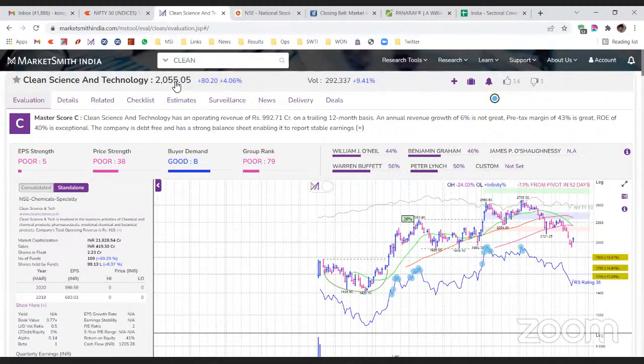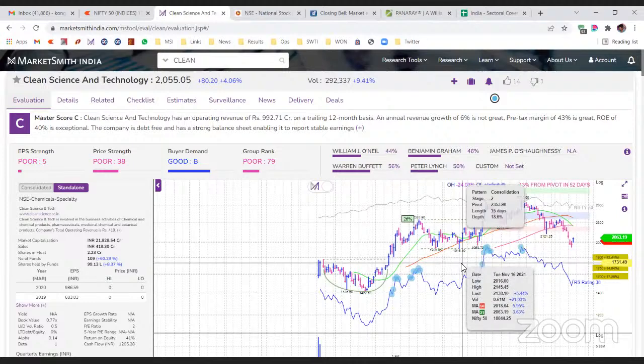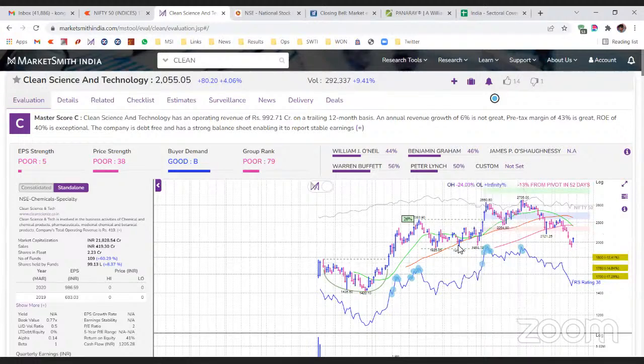It's a generic query on how to find stage 1 to stage 3 from the charts. For the benefit of everyone, if you point the cursor on the base, a pop-up comes up which shows the stage count and pattern of the base. Clean Science, you can see, has formed a stage 2 consolidation base. The pivot is also mentioned in that pop-up. How we identify stage 1, 2, 3 is explained in our learning articles, and we have a few videos on our channel as well. I think you can go through them to have a clear picture of it.